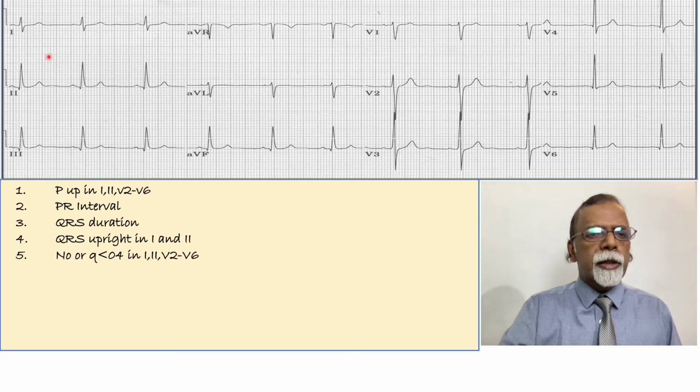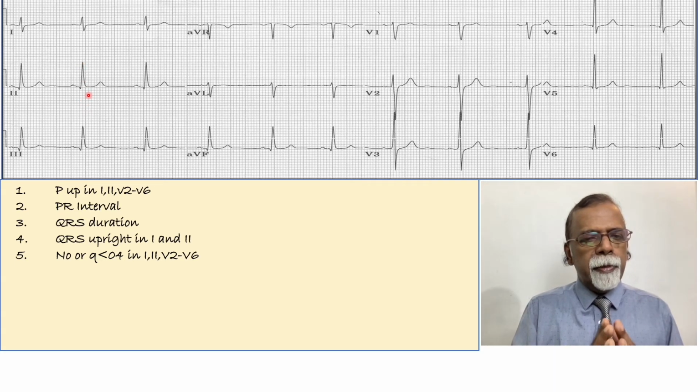Third, next you should look at the QRS complex. In the QRS complex, look at the Q waves. There should not be any pathological Q wave. What is meant by pathological Q waves? A Q wave which is more than 0.04 second, that is 1 division breadth, or 25% of the height of the R wave, it is abnormal. So there should not be a Q wave in lead 1, 2, V2 to V6. The same leads where you are looking for the P wave and QRS complex. There should not be any pathological Q.